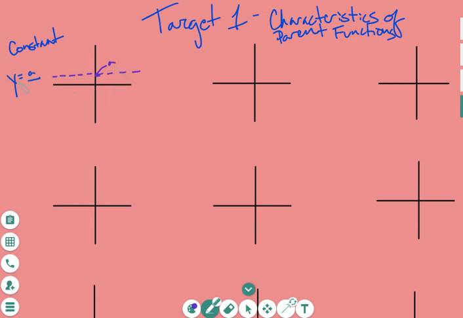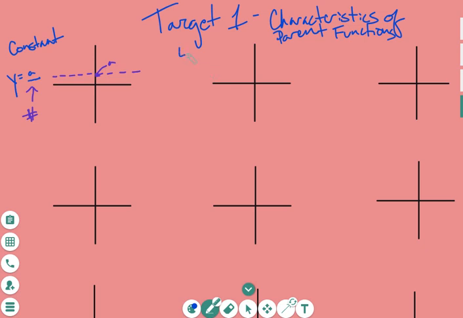So the constant graph would be y equals some number, so that'll be just a number with no letters. So it'll be like y equals 4 or y equals -3. And the graph will be completely horizontal. It will not have any sort of slant to it whatsoever.